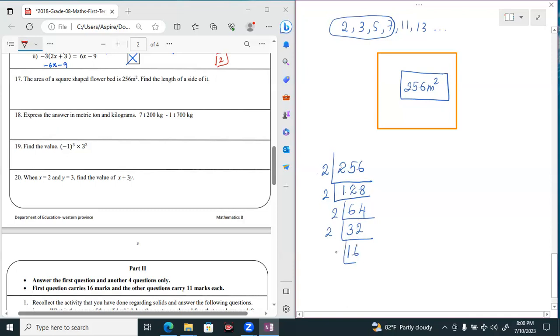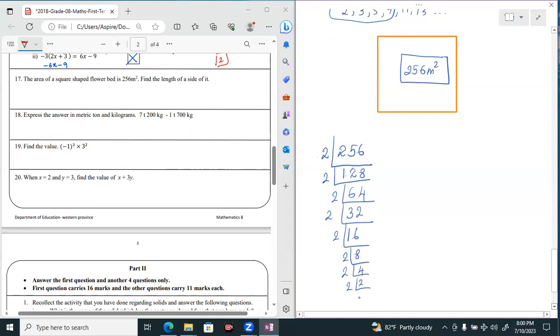How many 2s are there within 16? It is 8. For 8, there are 4 2s. For 4 it is 2. For 2 it is only 1. Until you obtain 1, you have to do this division.